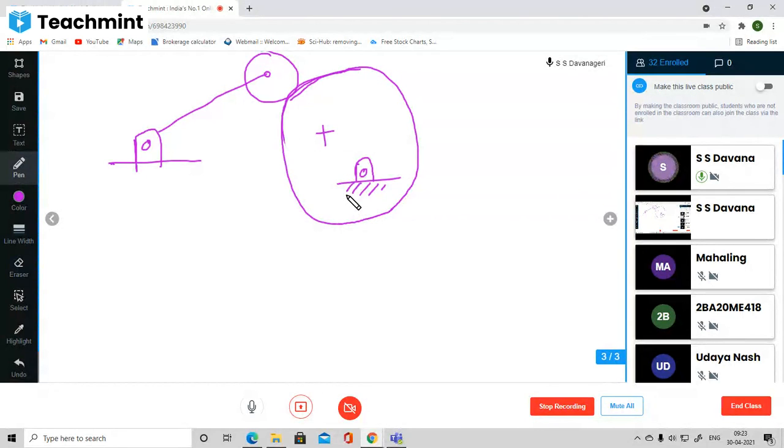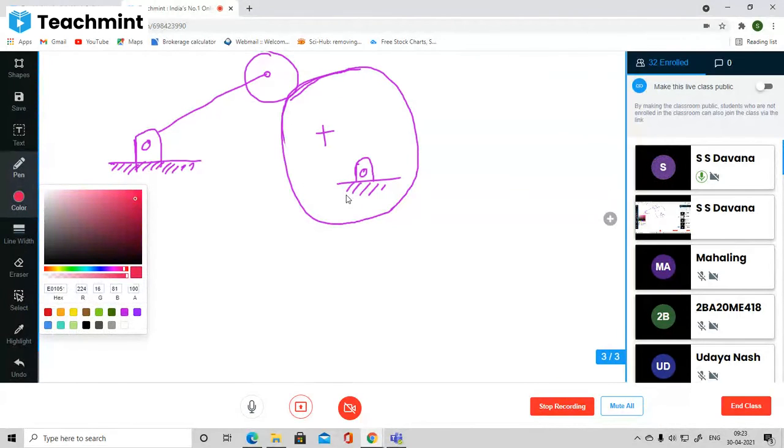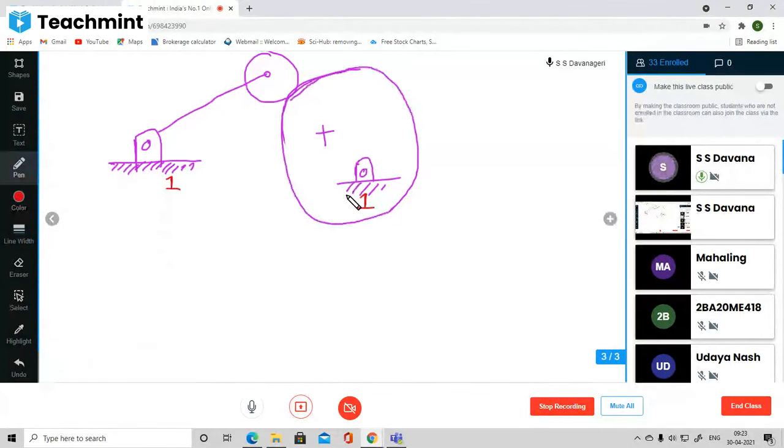Now let us number the links here. This is the fixed link, the first link. This is a cam, the second link. This is a roller, the third link, and a connecting bar, the fourth link.